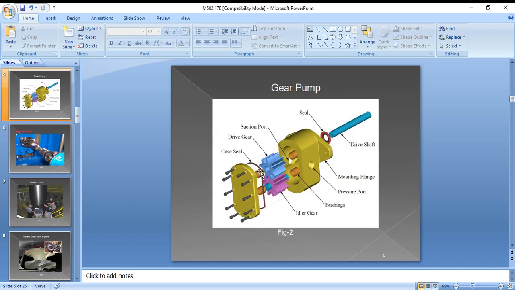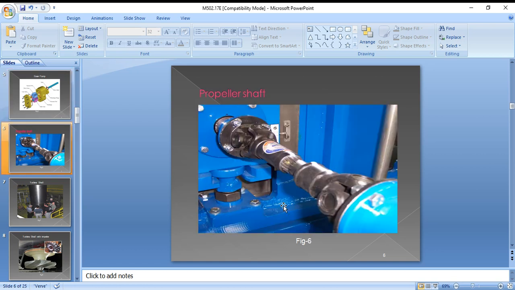Next general application: most of the time we use shafts in gear pumps, nothing but gears. Here we use gear pumps, and here we are using a shaft. Here we are seeing the gear pump. From the gear pump we get different speeds based on the gears which are mounted on the shaft. This is another application of the gear pump.